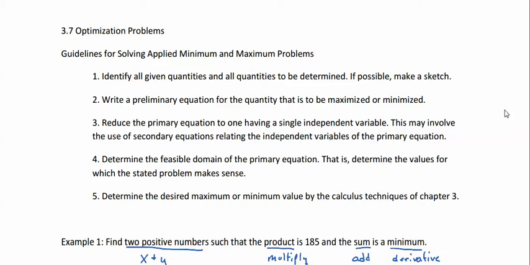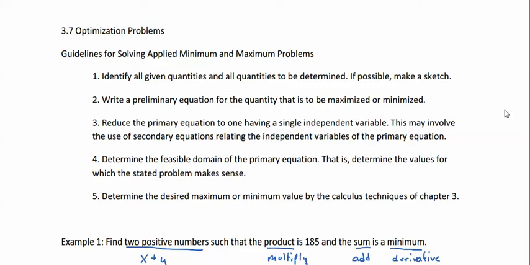First, we want to identify all given quantities and all quantities to be determined. If possible or reasonable, make a sketch. It's not always reasonable. Number 2, write a preliminary equation for the quantity that is to be maximized or minimized. Look for keywords like find the maximum area or find the minimum volume. It'll tell you what your primary equation should be.